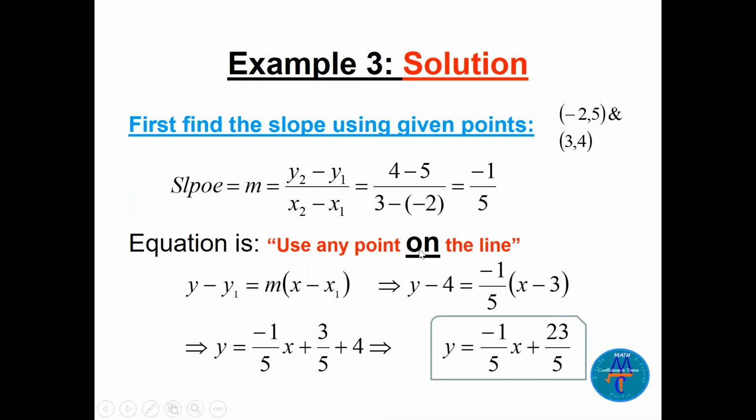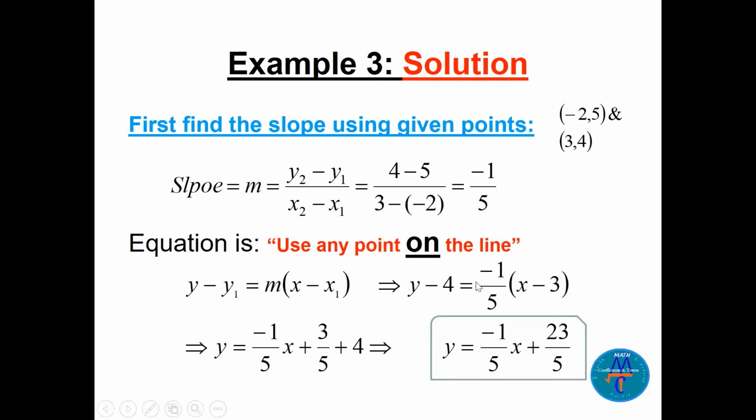Some students make a mistake here. They use any point in the question. You can have a point in the question, but not on the line. Make sure, please. Now write the equation. Always we have to write the equation. Y minus y1 is equal to m times bracket x minus x1. Put these numbers in, so I can take now this 3, 4. Y minus 4, the slope I found already, minus 1 over 5, times x minus 3. This is x1, y1.